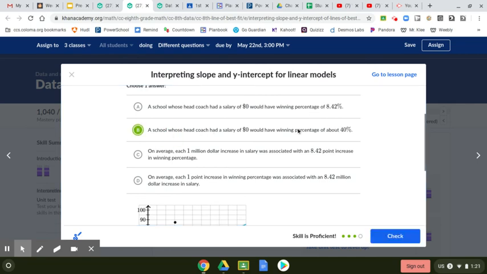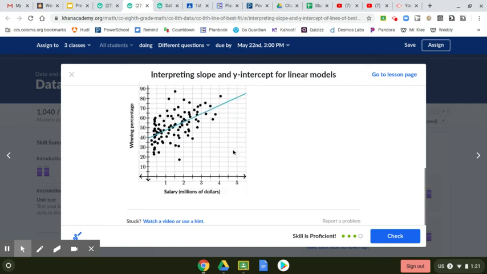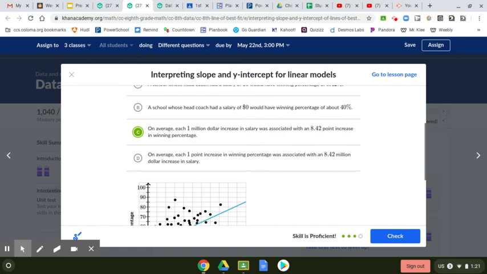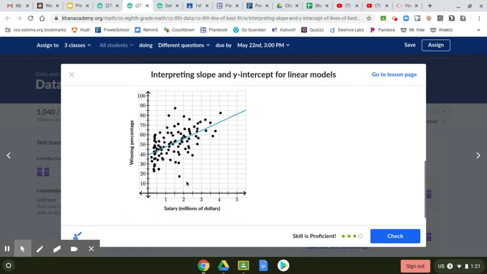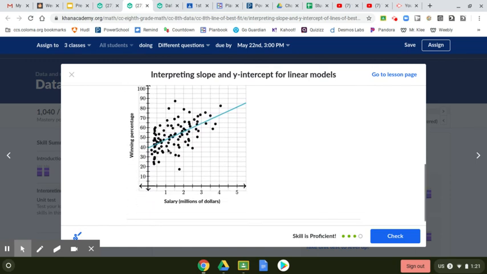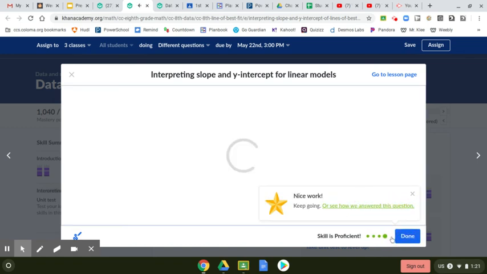So it's not that, it's not that. Nothing to do with $0. And the thing that's on the X scale is the salary. So every time we increase by $1 million, here's a $1 million increase, that's somewhere around 38, the winning percentage goes up about 8%. And that pattern would repeat.